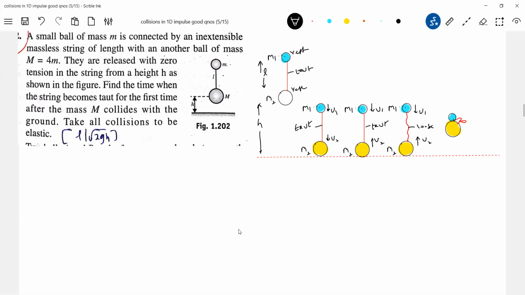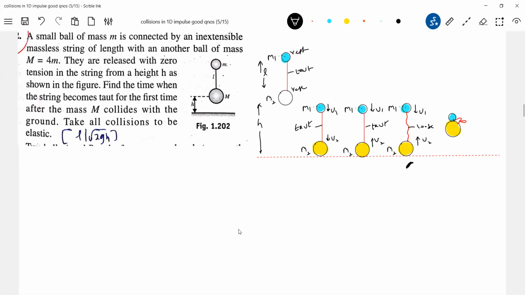It's asking, find the time when the string becomes taut for the first time after the mass m collides with the ground. From here is what the question is asking. How to do this problem after this? I think our question should begin from here, no? Am I right? The first, second, and third diagrams are what we just drew. We have to discuss the question from here.